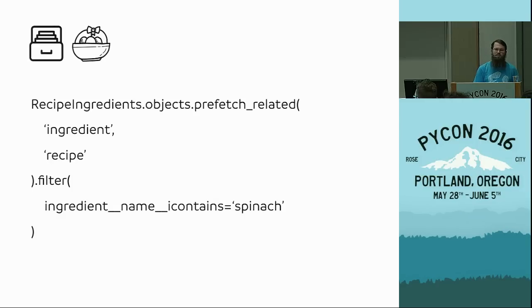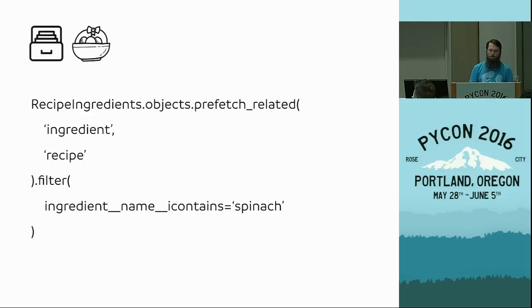I'm on the recipe ingredients, which has the foreign keys that go off. Go and prefetch the ingredient, go and prefetch the recipe, and then give me back all these things that have spinach in their name. All those will come back. As far as I'm concerned, as a programmer, I never know that multiple queries happened or that Python combined things or whatever. It's just available to me as this new thing.